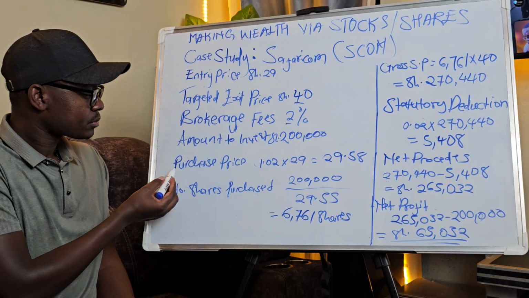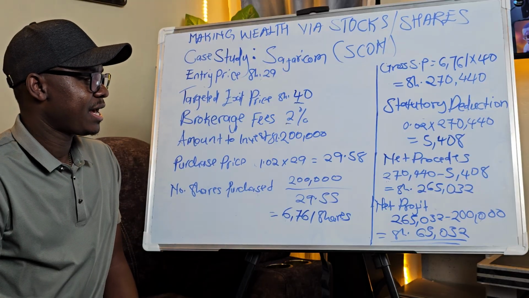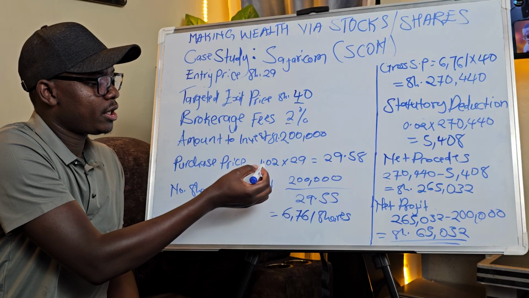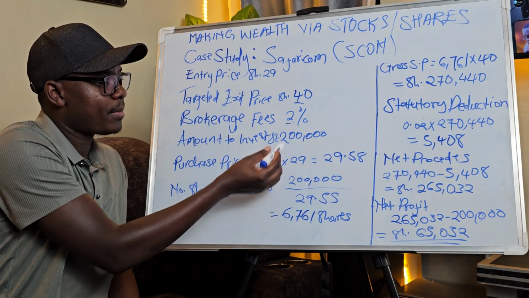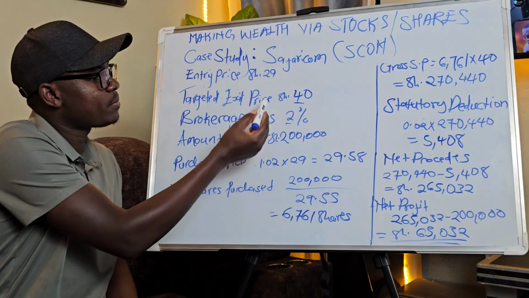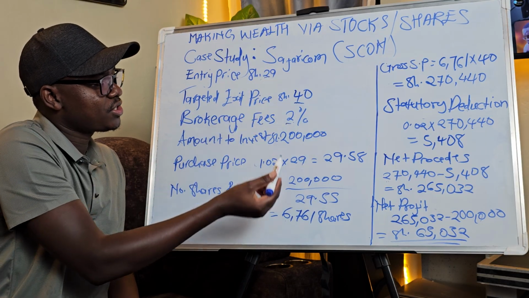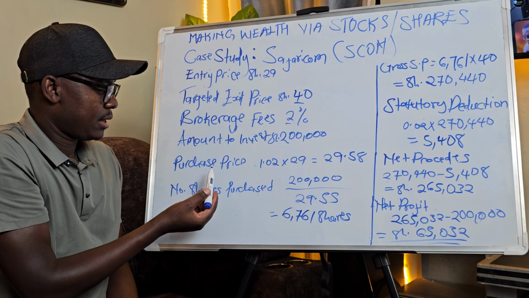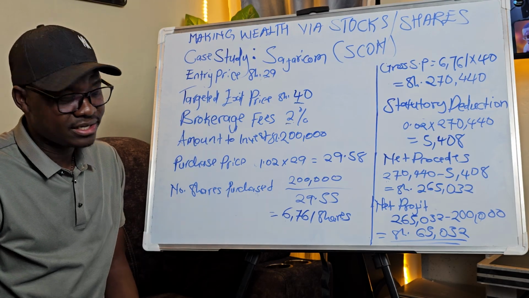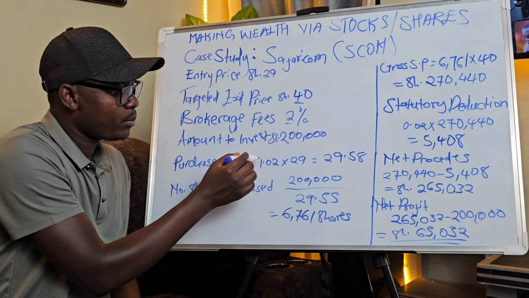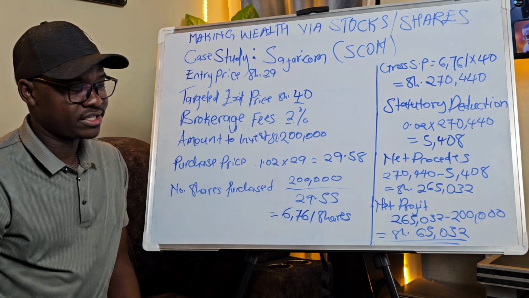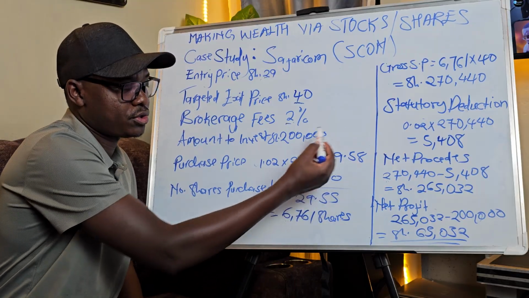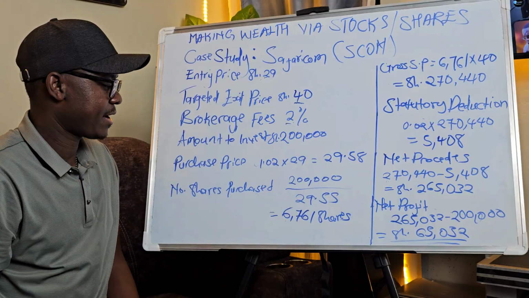Now, purchase price. I'll factor in this 2% to adjust the buying price. So the entry price is 29 shillings, and we have to adjust to come up with what we call the cost adjusted price. Just take 1.02 times 29 shillings, and you will get 29.58. This is the cost price per share.